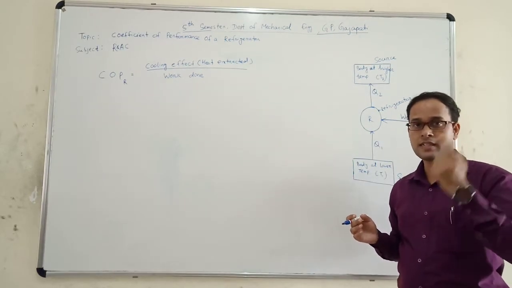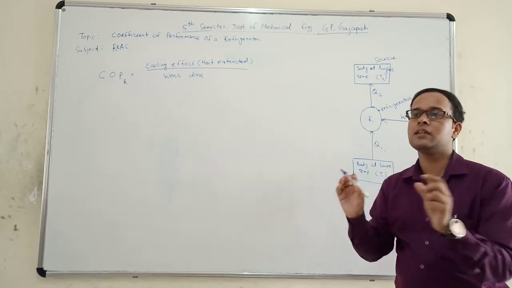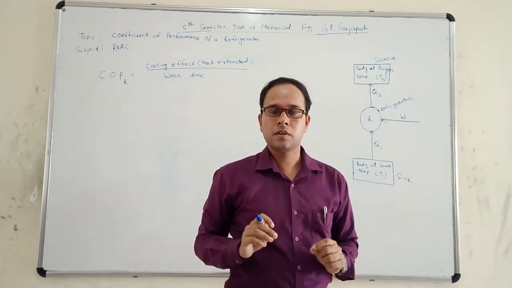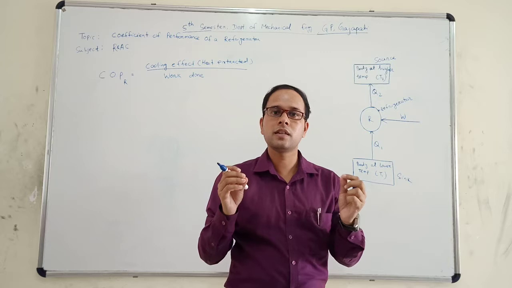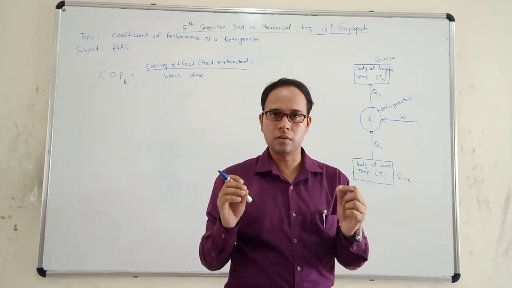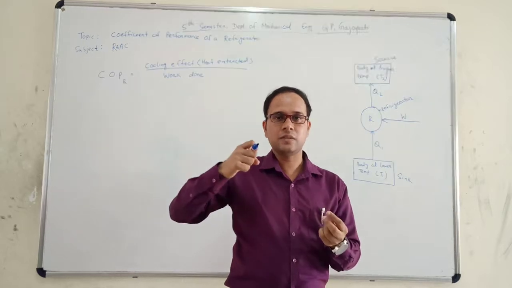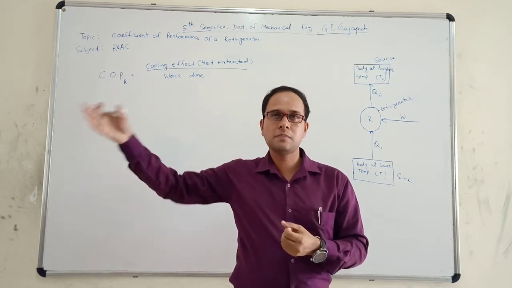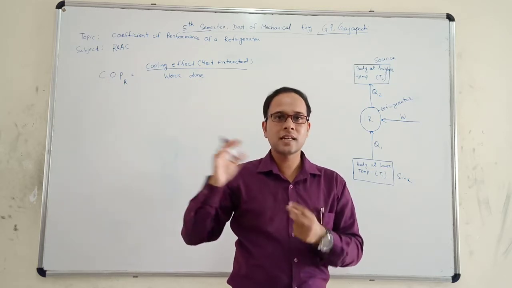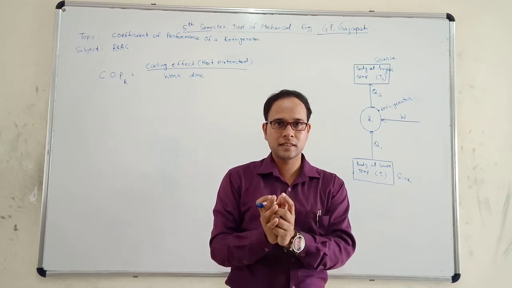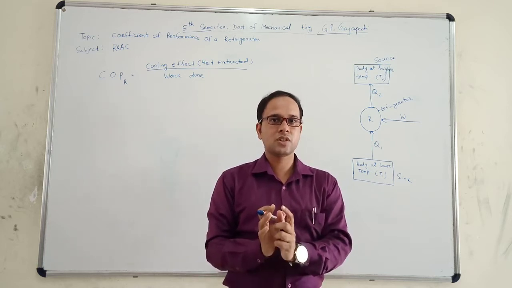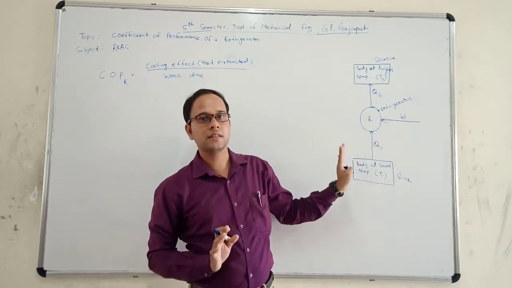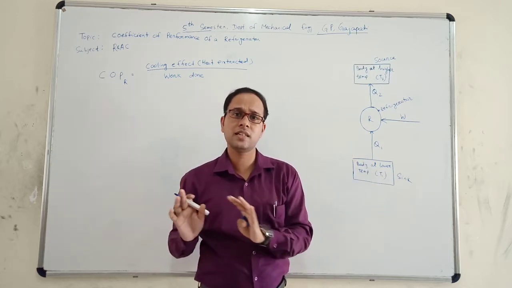Consider your domestic refrigerator. Inside it we put vegetables, fruits and food material. We keep these products cool, so we are extracting heat and taking it away from those products to the atmosphere. That means the atmospheric temperature is obviously more than the temperature maintained inside the refrigerator. So the sink temperature of a refrigerator is always lower than the source temperature. This is different from the heat engine and heat pump.